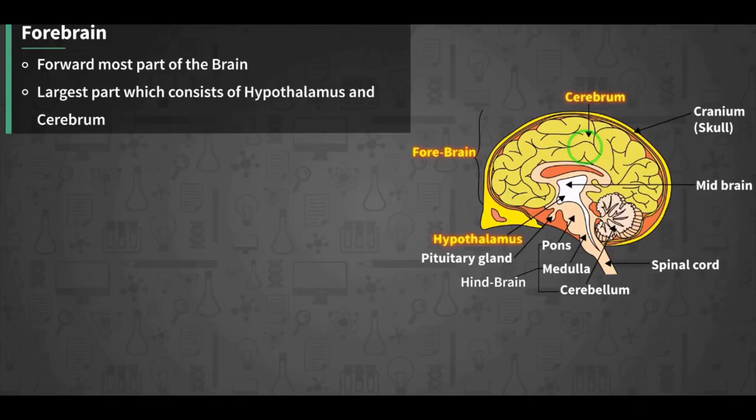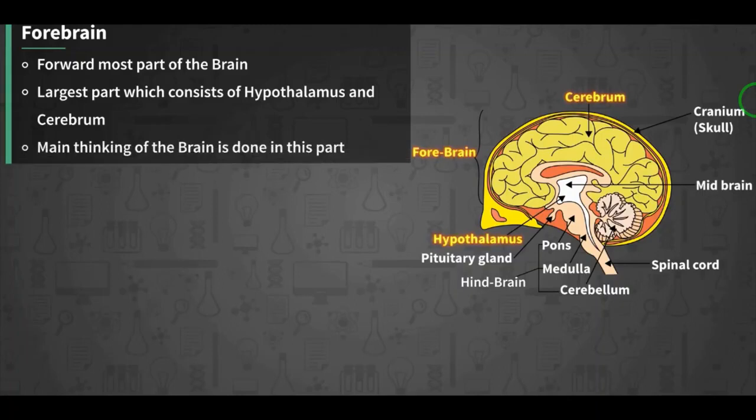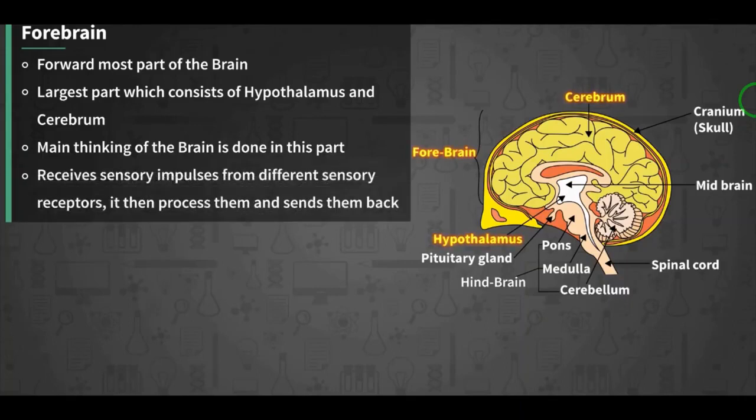The cerebrum is responsible for thinking, intelligence, consciousness, memory, imagination, reasoning and willpower. So this cerebrum region is responsible for these functions. Now we can see these points. It is the forwardmost part of the brain, the largest part, which consists of the hypothalamus and cerebrum.